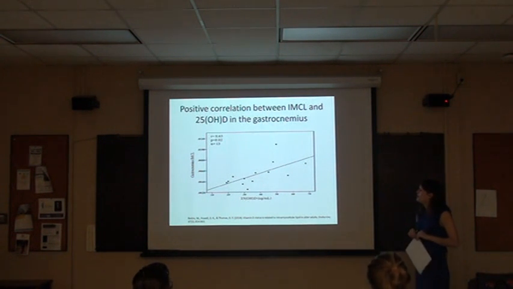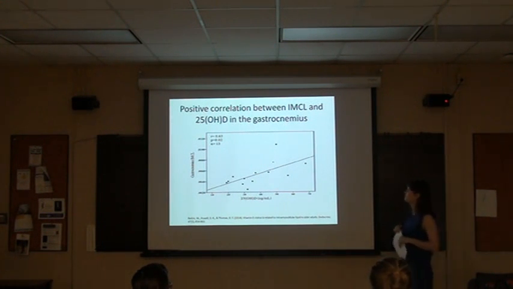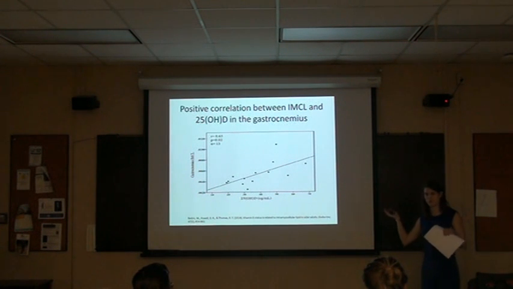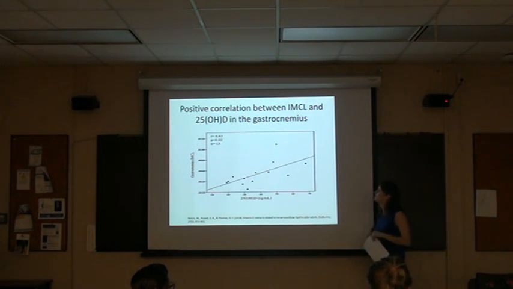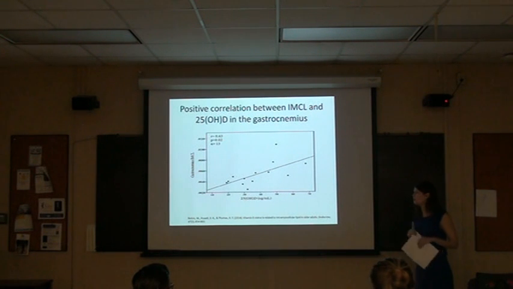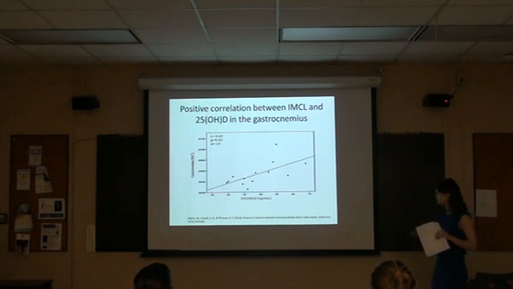Dr. Thomas, Maya, this graph might look familiar to you. This is previous research done on the correlation between IMCL, intramyocellular lipid content, and vitamin D in the gastrocnemius. As you can see from this graph, they saw a positive correlation: as vitamin D increased, so did IMCL in the gastrocnemius. So they are related.